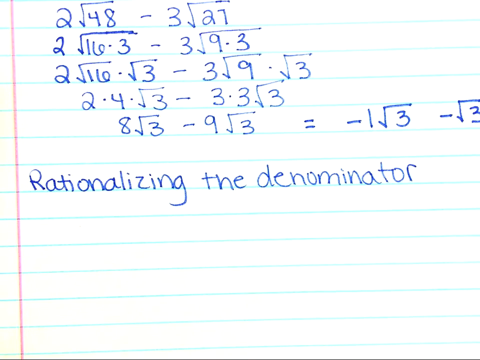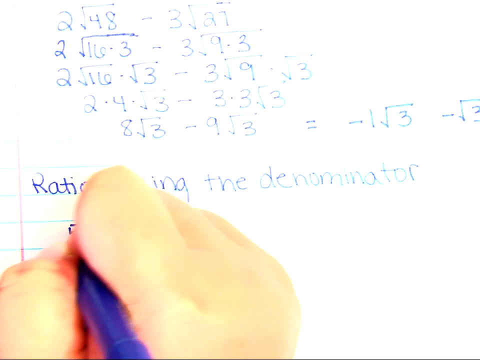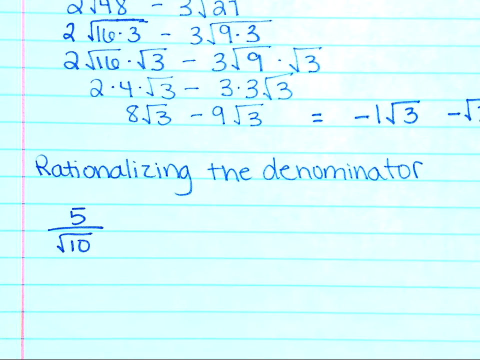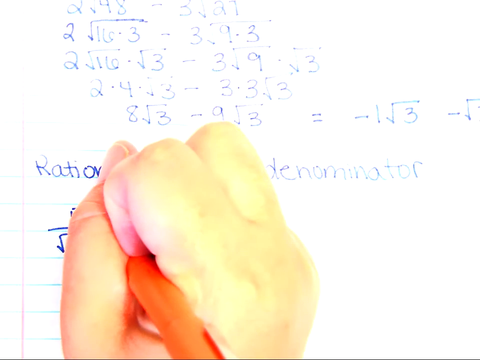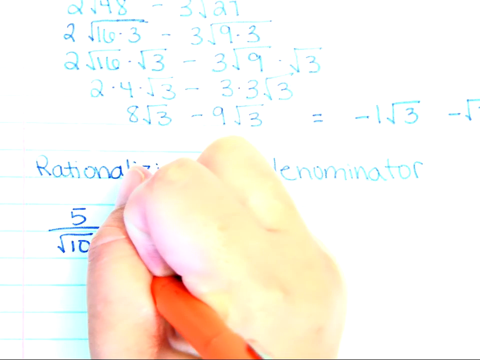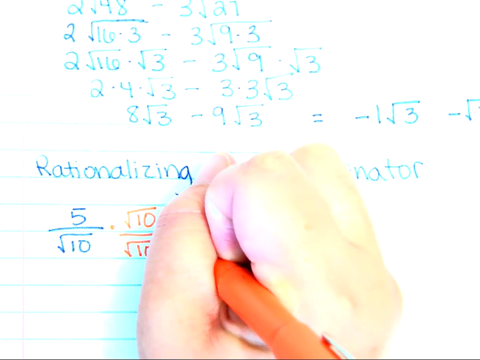So what that means is if you have a fraction, you should not have a radical in the denominator of your fraction. So, I have 5 over the square root of 10, and I shouldn't have that square root of 10 in my denominator. So, I'm going to rationalize. Hopefully, that word is bringing back some memories. So, I should be multiplying by square root of 10 over square root of 10.